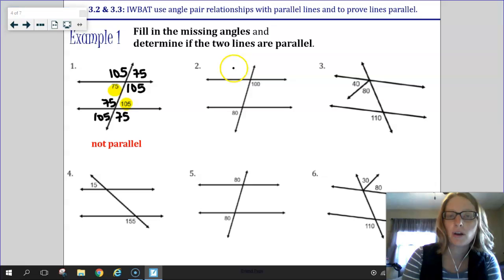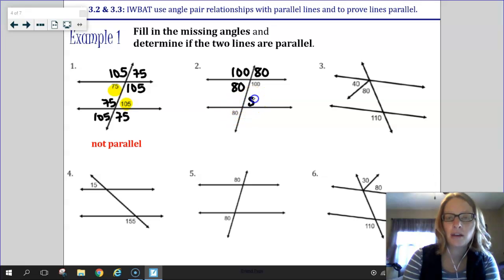100, we know the one across from it that's vertical must also be 100. We know the one next to it must be 80, so that they add up to 180 degrees in a straight line, and then 80 must be across from another 80. Same thing down here. 80 has to be across from 80. The one next to 80 must be 100 so that they add up to 180. And then 100 has to be across from another 100.